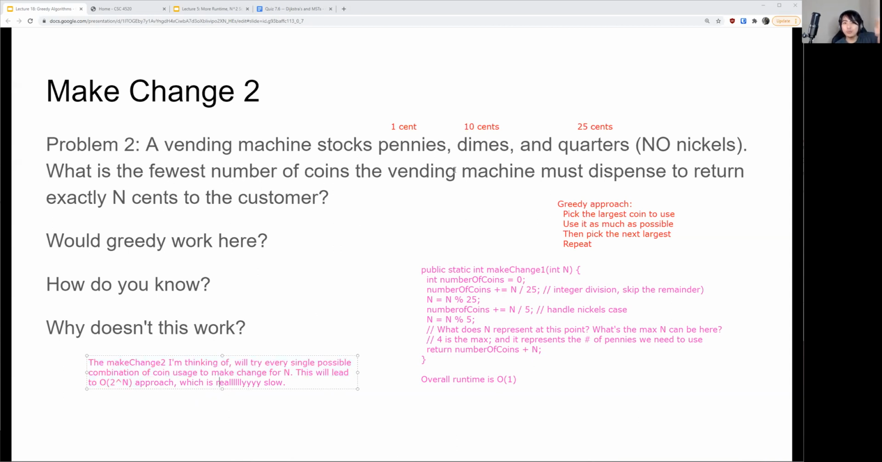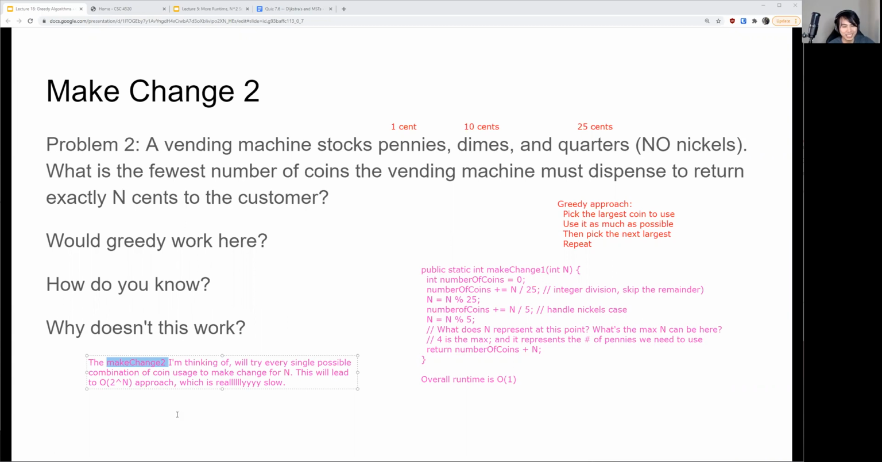Make change 2, when we changed nickels to dimes, we have to come up with an algorithm that takes exponential time, right? As we increase the size of n, it takes longer and longer by a drastic amount in order to solve the problem. Whereas for the first make change that we tried to solve, it literally only takes a constant amount of time. It doesn't matter if we have n is equal to a billion, it's still going to take like less than a second in order to compute this. Whereas make change 2 will literally take minutes on a modern computer.